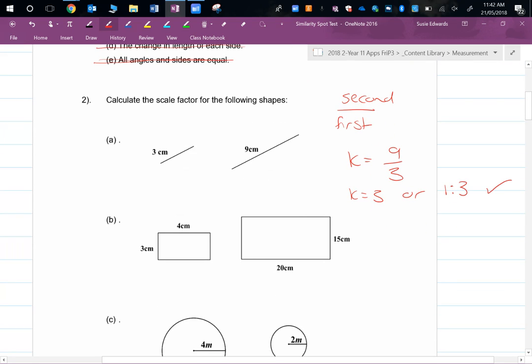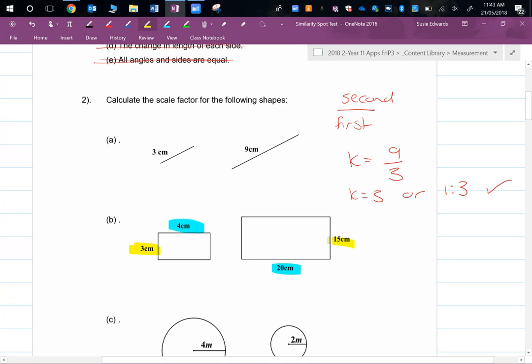It's worth 1 mark. For the next one, pick whichever set you want. So the 4, what's the corresponding number for 4 in the other shape? Is it the 15 or the 20? 20. How can I tell that? That's the longer side, okay? It's the bigger number. If numbers are multiplied by K and they're similar shapes, the bigger number's still going to stay bigger. So they're the corresponding ones.